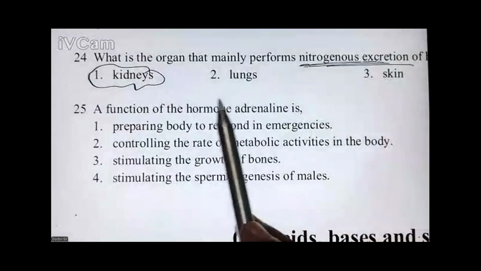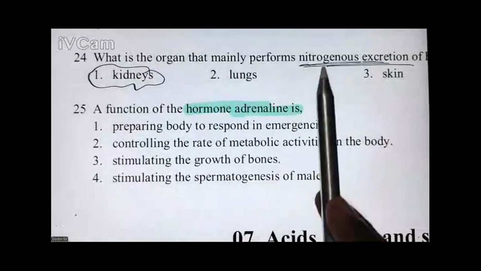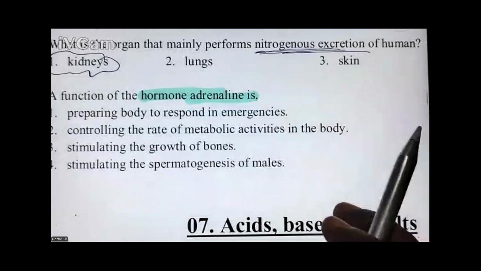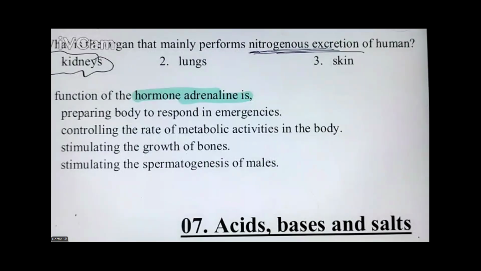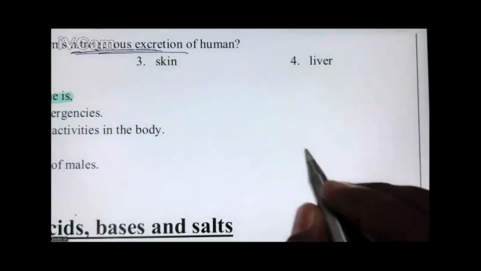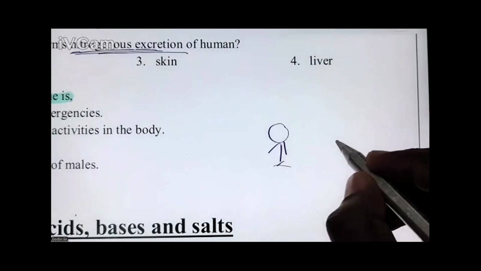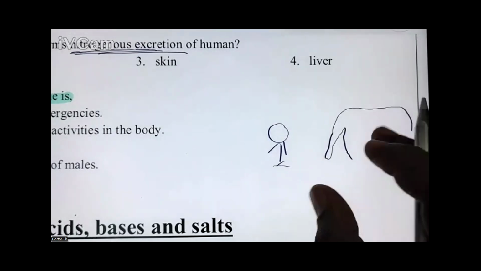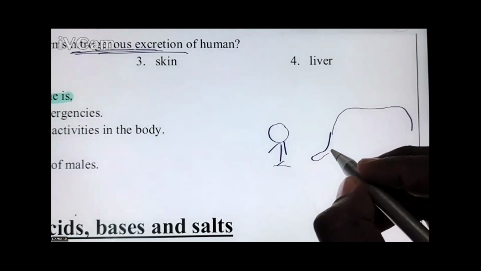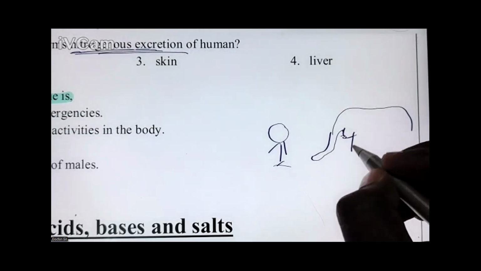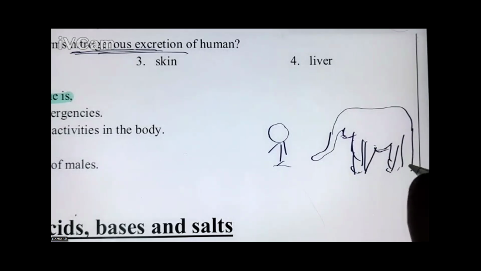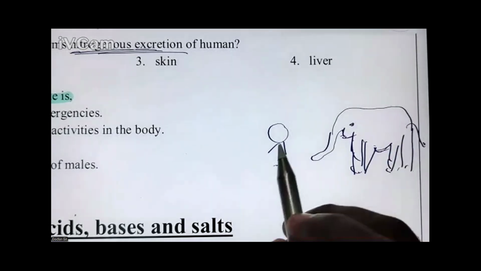The hormone adrenaline. What function does the adrenaline hormone mainly do? They are preparing the body for an emergency situation. So if you are here, and now there is an elephant. Right, this is the elephant. The elephant is here. So what happened?